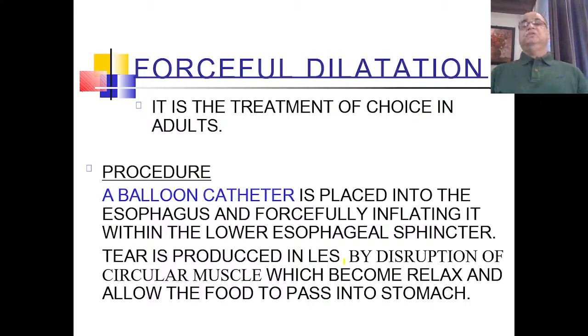Forceful dilatation is the treatment of choice. It is also called pneumatic dilatation, in which a balloon catheter is placed in the esophagus and the balloon is forcefully inflated within the lower esophageal sphincter. A tear is produced in the lower esophageal sphincter by disruption of the circular muscles, which become relaxed and allow the food to pass into the stomach.